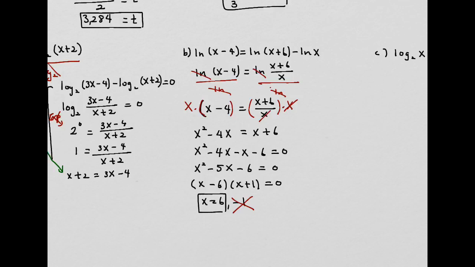Do not just exclude it because it's a negative number, because when you're checking or replacing back into where you started, sometimes a negative value becomes positive, right? So you need to make sure you replace it into the original problem to make sure you don't get a negative argument.